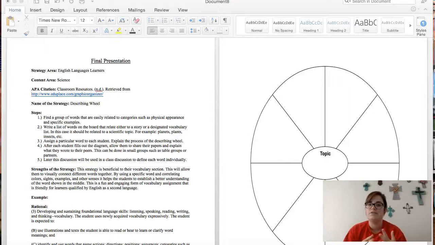So some strengths of the strategy, I kind of already named a few, but this strategy is beneficial not only in English language learners strategy area, but also in vocabulary, which is actually kind of the main focus. This will allow them to visually connect different words together. There's multiple different types of learning styles, such as linguistic, visual, audio, kinesthetic, and this one particularly goes for visual students. By using a specific word and correlating colors, sights, examples, maybe other senses such as smells, it helps the students to establish a better understanding of the word shown in the middle circle. This is a fun and engaging form of vocabulary assignment that is friendly for English language learners and people who use English as a second language.